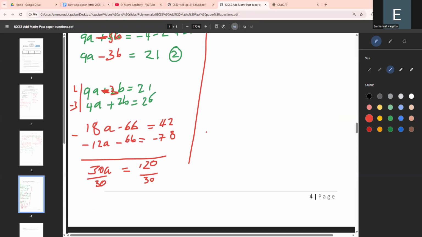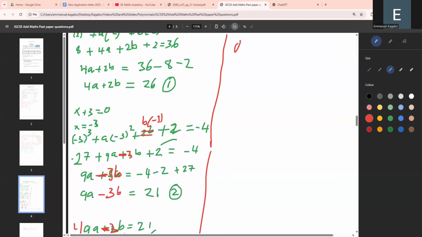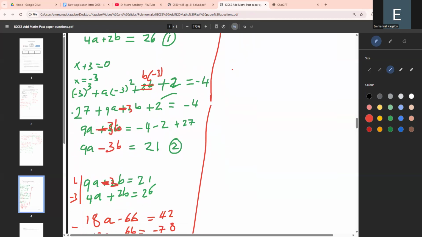Okay, so A is going to be 4. Okay, you understand? The value of A is 4. Then substitute in one of the equations. I can substitute in the second one.